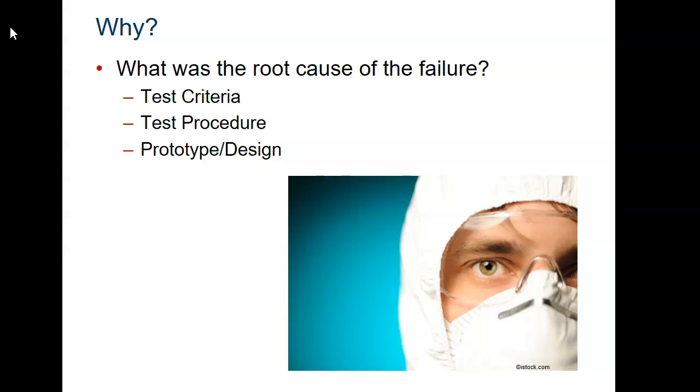In industry, we did a thing called FMEA, and it was developed by Ford. And one of the things we had to do was the 5 whys. Why did this fail? We had to answer the question why 5 times, and that would get you to the root of the failure. So you need to think about your test criteria, your testing procedure, or actually your prototype and design. What was the cause of the failure?